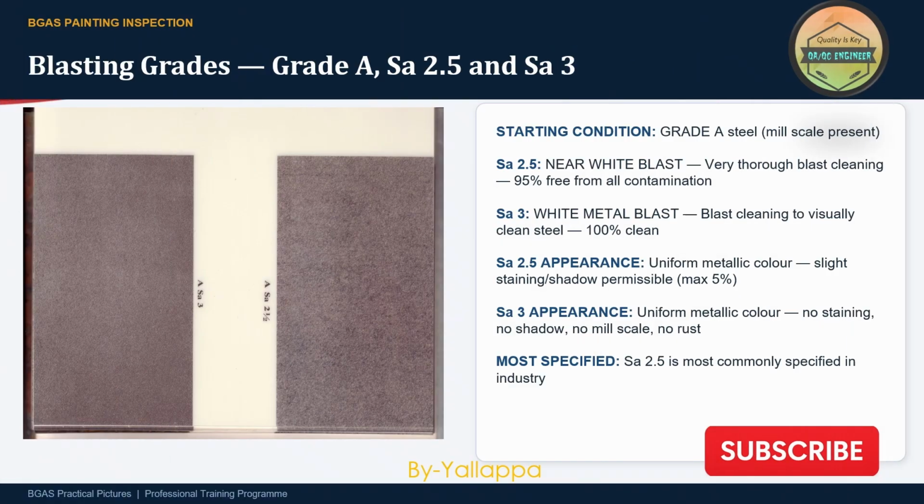This slide shows rust grade A. Grade A steel is largely covered by intact mill scale with little or no rust. The surface remains relatively protected. However, the mill scale must still be removed before coating application because coatings do not bond reliably to mill scale. Remember, grade A equals intact mill scale.